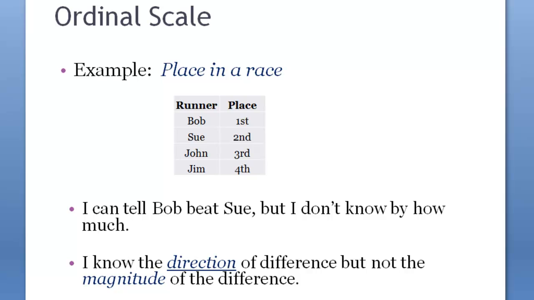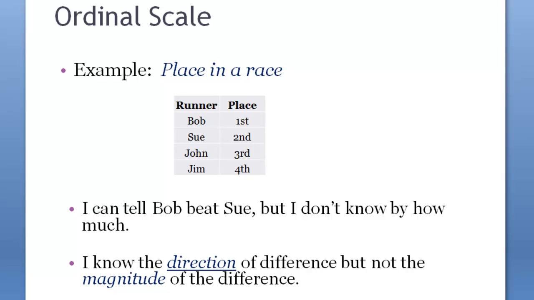Ordinal scale. What's ordinal scale? It's coming from the order, like first, second, third, fourth. For example, place in a race: first place, second place, third place, and fourth place. Those are measured on an ordinal scale. You can tell Bob was the first, Sue was the second, John was the third, and Jim fourth. You can tell the order, but you can't really tell how far apart Bob and Sue are, and how far apart Sue and John are.